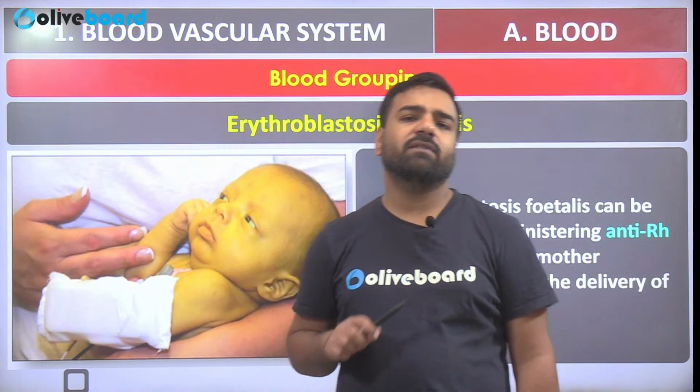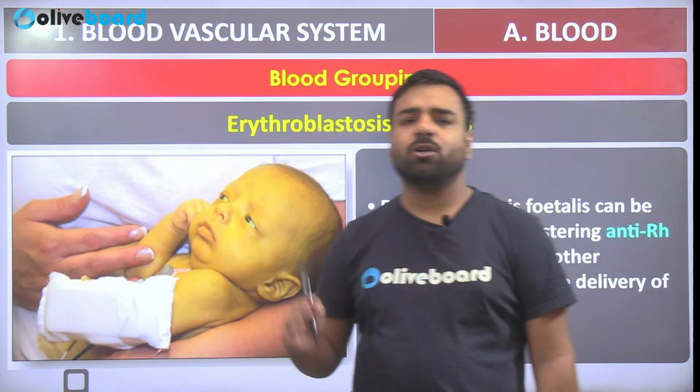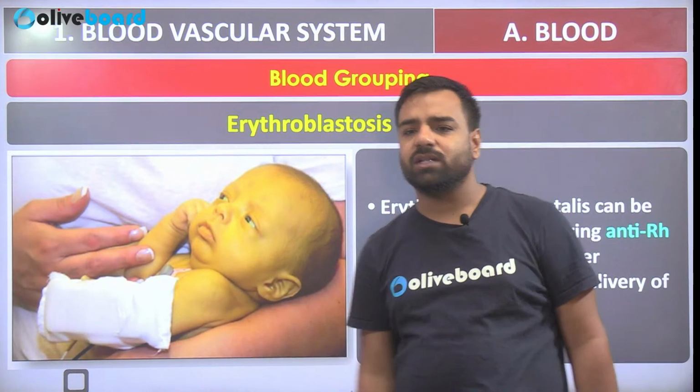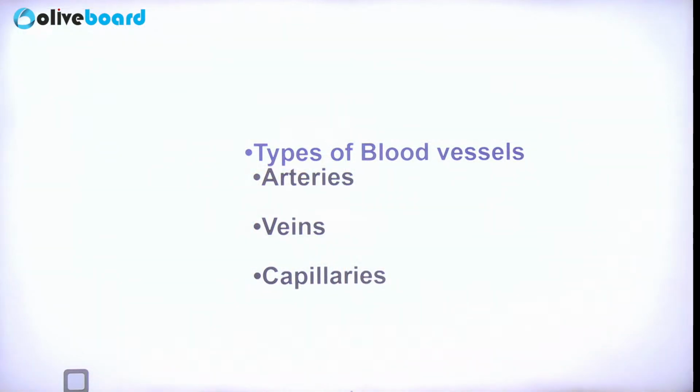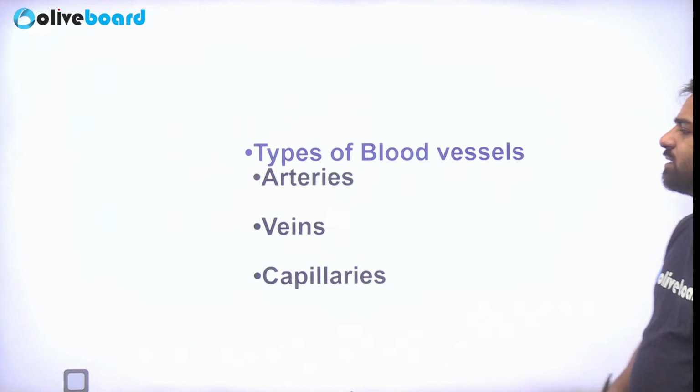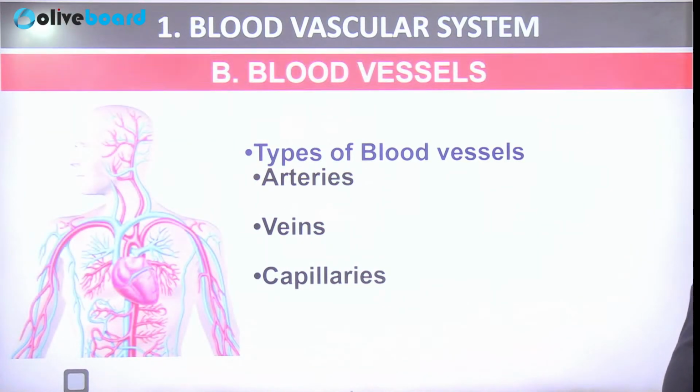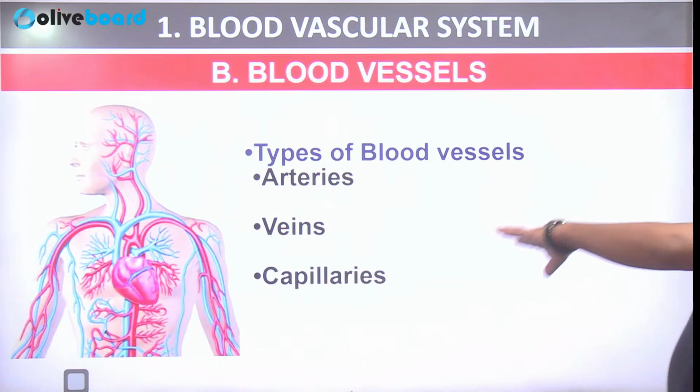So we can link it with jaundice, and in Hindi, in the North Indian belt, we call it pelia because the body is yellowish in color. Okay, so that's done. If I talk about the types of blood vessels, they are arteries, veins, and capillaries. So that's about the blood vascular system.